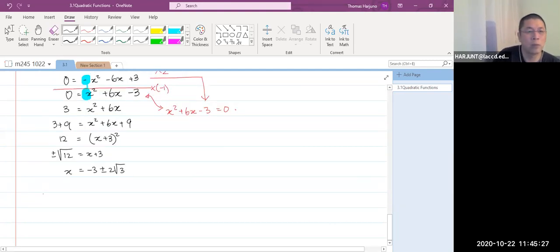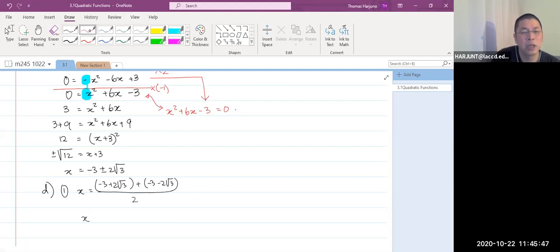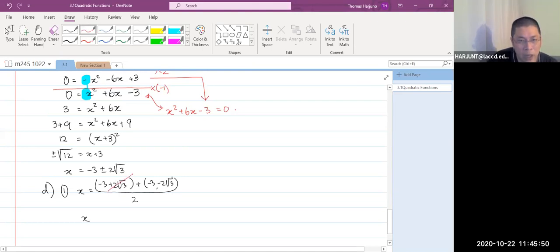Now then, how about my axis of symmetry? There are two ways to do it. The first one, x equals to -3 plus 2 square root of 3 plus -3 minus 2 square root of 3 over 2. Now you will see that the irrational part will cancel. The conjugate part will cancel. And then you get -6 over 2, that's -3. So I write it as an equation of a line, x equals to -3.